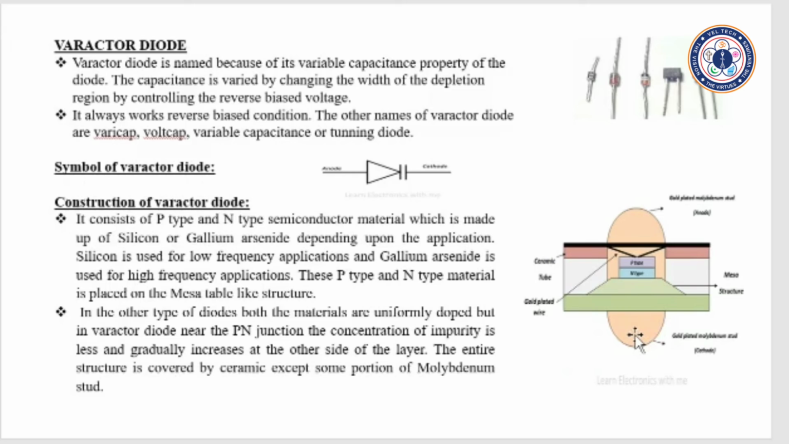And we know that normally in a diode, all the materials are uniformly doped. But in the varactor diode, on one side of the PN junction the impurity concentration is less, and on the other side the impurity concentration is more. The entire structure is covered by the ceramic except some portion of molybdenum stud. This is the molybdenum stud. The entire setup is covered by the ceramic material except some portion of molybdenum stud.